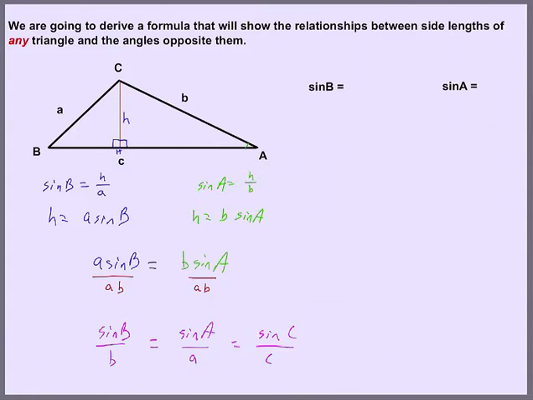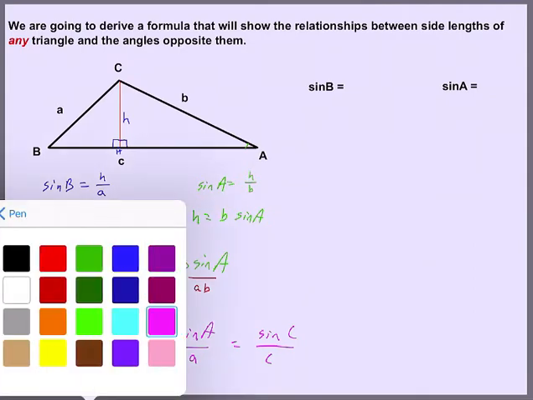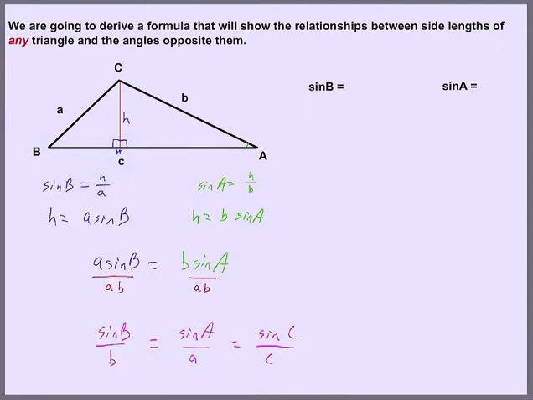And so that relationship is always going to be true. While I'm on the topic of rewriting that altitude, that H as A sine B, I want to remind you that this is really completely unrelated to what we're doing, except it uses the same idea. The area of a triangle.